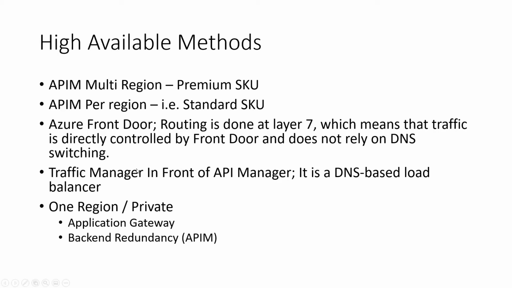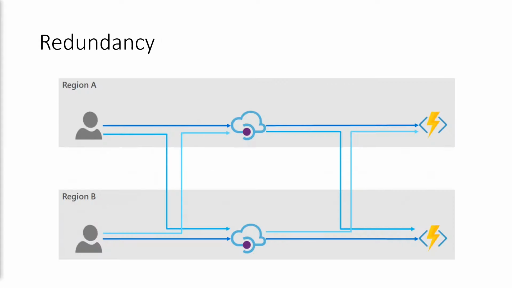I would like to talk about the highly available scenarios in API management. There are a couple of ways that we can create a more robust design for API management. One is the multi-region that I just showed you. If you have a premium SKU, you're more than welcome to use that. But what if you want to use a standard SKU, but you want to have high availability? Then you deploy API management per region. The scenario is going to be like this.